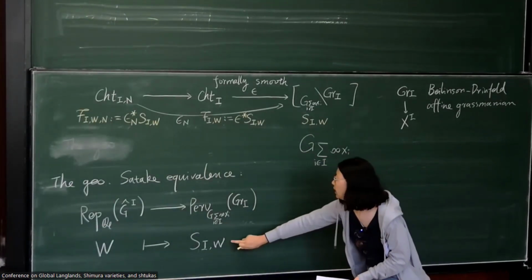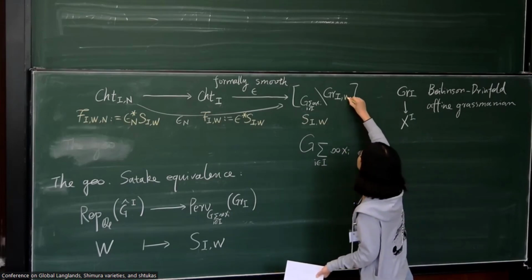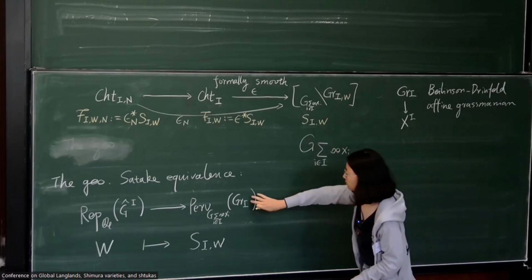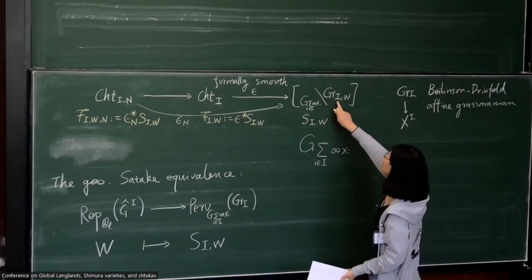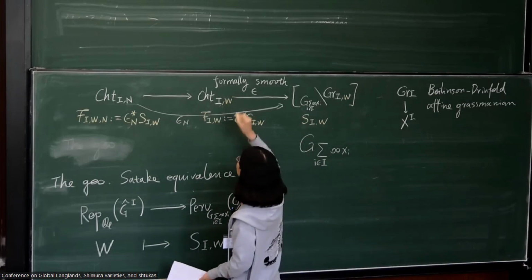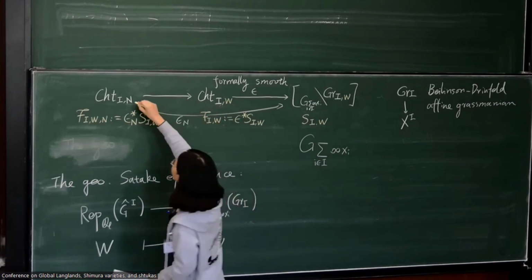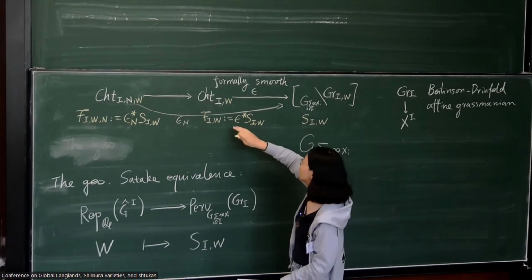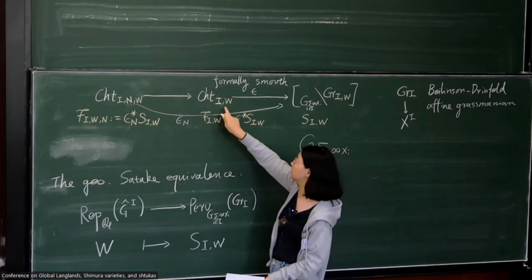In fact, this sheaf is supported on a closed subscheme of the affine Grassmannian. So its support is Gr_{I,W}, and this is an algebraic thing. Later we can only consider the shtukas where the support of this sheaf lies.